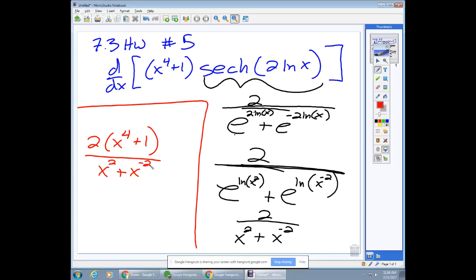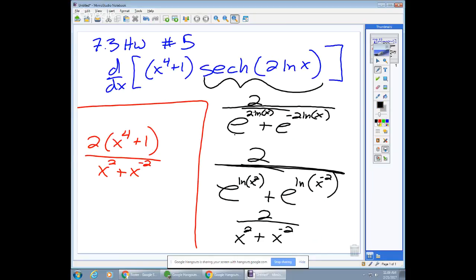Stan, you got an idea? No? Any thoughts? What would you do? Oh, divide everything by x to the 4th? Is that what you're thinking? Okay. Try that.